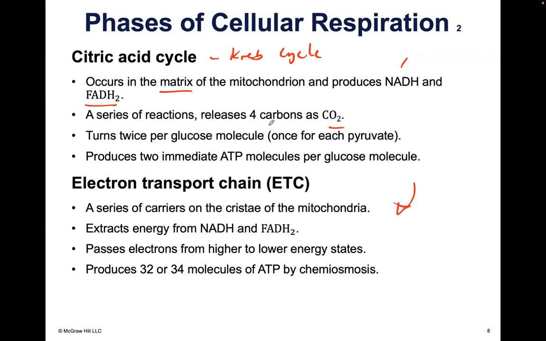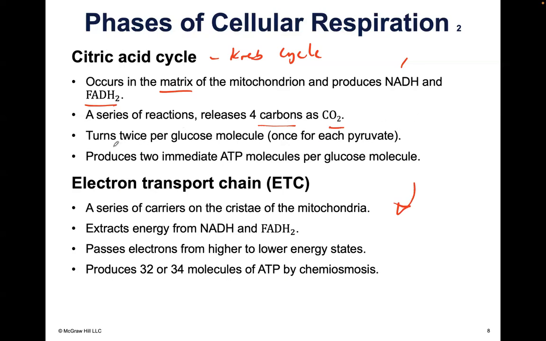That is a process whereby carbon has been taken off from the pyruvate. So this process will happen and continue to release CO2, which is going to release 4 carbon atoms. We're going to talk about that later. It happens twice for a glucose molecule. So the meaning is 2 times for 1 glucose molecule to give you 4 from each pyruvate.